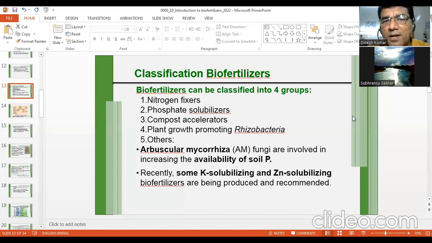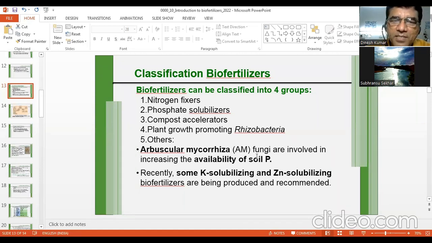Now we go to the classification of biofertilizer. Up to now, you have seen some glossary, some definitions, what we mean by biofertilizer, and then you have seen the important roles or value of biofertilizers. Now we see how they can be classified, because students can be asked to give the classification of biofertilizer, or what the different kinds of biofertilizers available are. This can be asked in many ways.